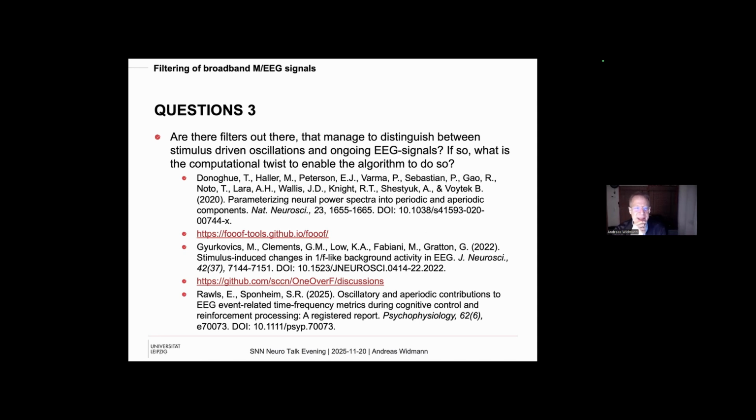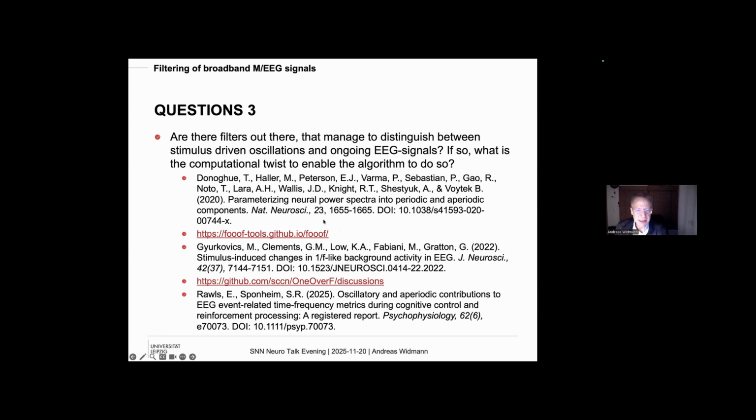So this is basically, at least in my opinion, one of the hot top 10 emerging topics in the field: the differentiation of oscillations and aperiodic or basically background 1 over f EEG. But this is emerging, so there is nothing ready-made in any of the packages.